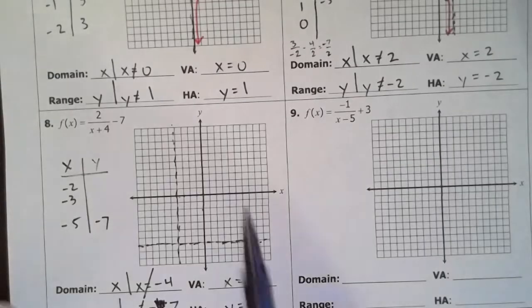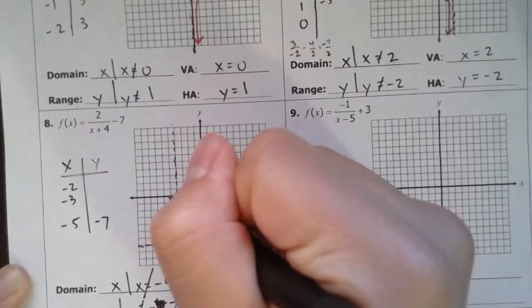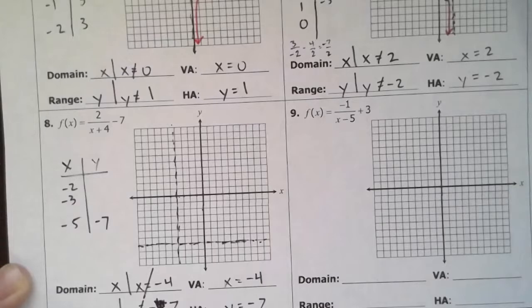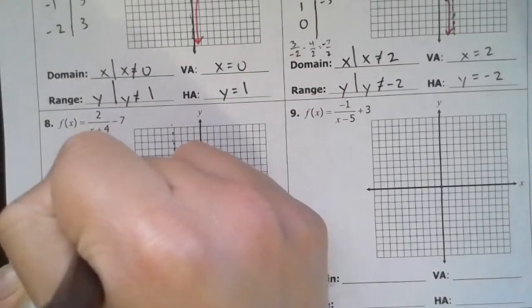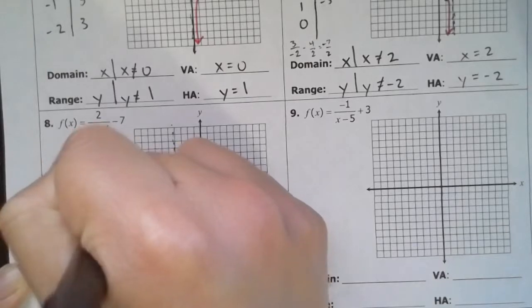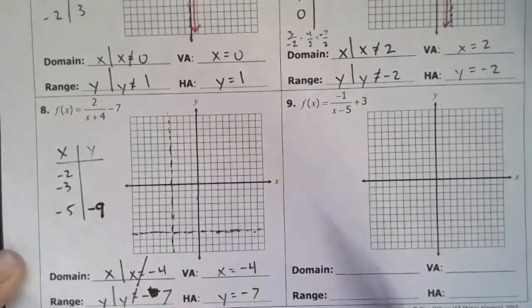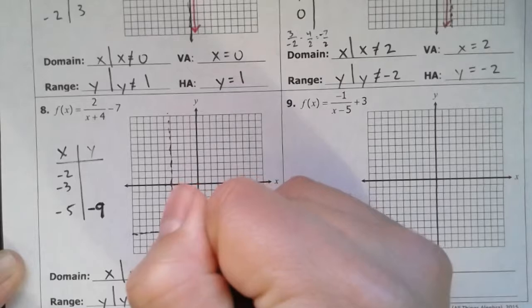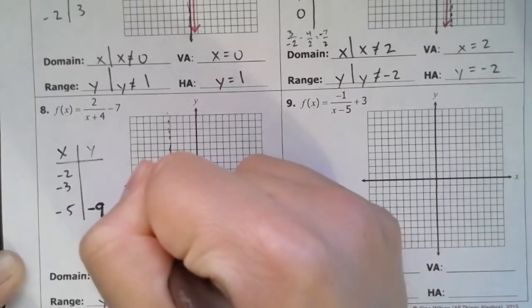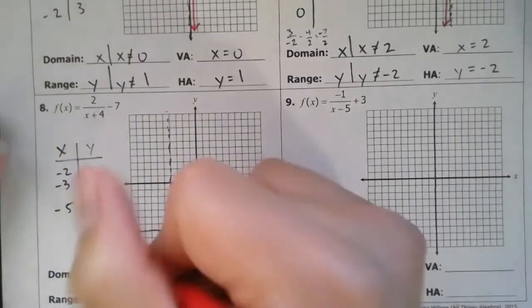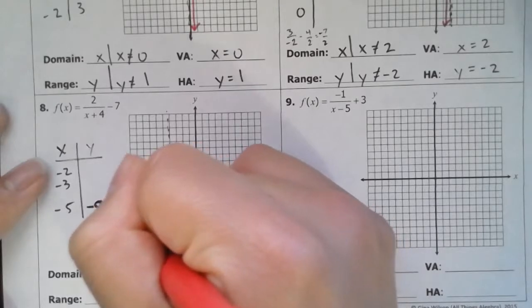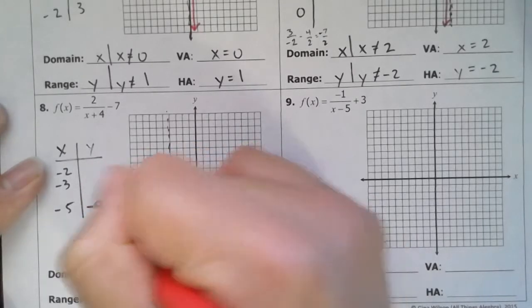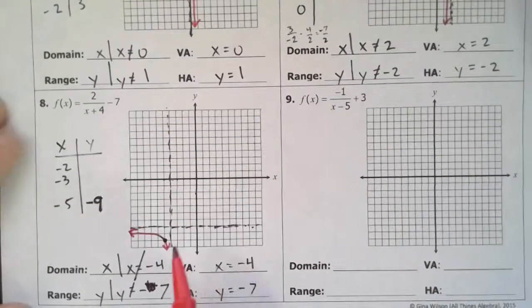So when x is negative 5, I have negative 7. No, not negative 7, negative 9. Sorry, it's negative 9, which is right here. So again, because the space is tight, this is just fine. You can just sketch it this way, just going through one point.